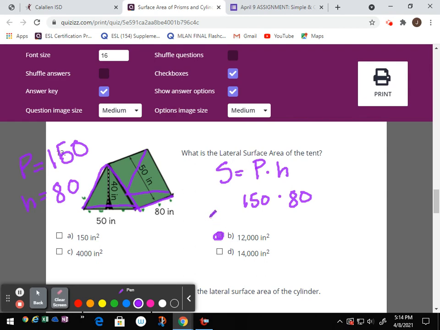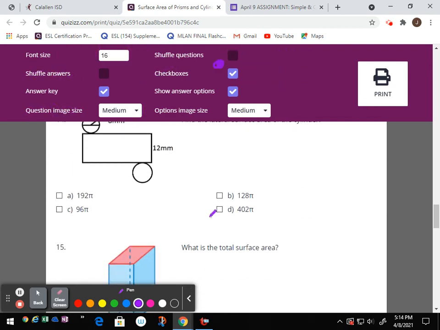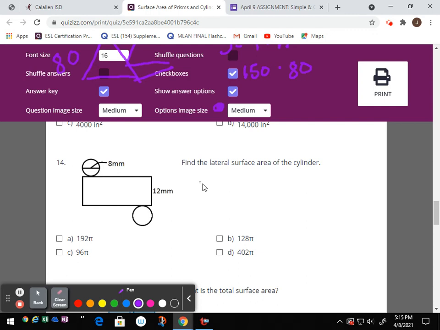Okay, we're going to go on to question 14. Question 14 is, what is the lateral surface area of the cylinder? Okay, so we have S equals 2 times pi times radius times height. So again, all we need to know is our radius and our height. Our height, here's our height, it's 12. It goes from one circle, and if this circle was over here, it goes to the other circle. 12 is our height. Our radius, if 8 goes from side to side on the circle, half of it is 4. So 4 is our radius.